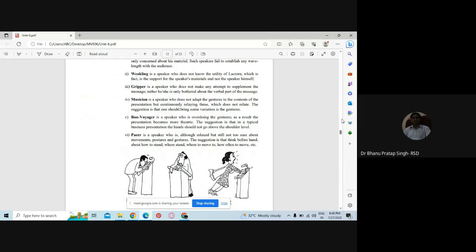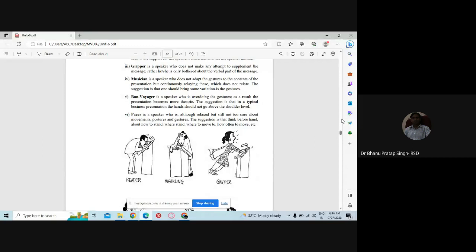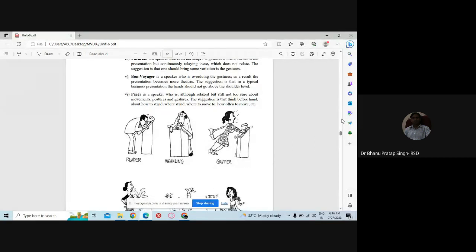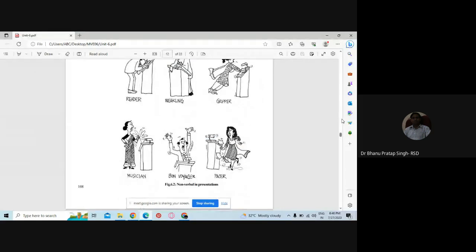Bon Voyager, Pacer, there are so many. These are the postures which are used by the presenter. Here one is the reader, he is using only paper and reading the content. One is the weakling, means he is just trying to climb the podium. And third is the gripper, where he is holding on to the podium. One is the musician. These are the examples. Von Voyager and Pacer.